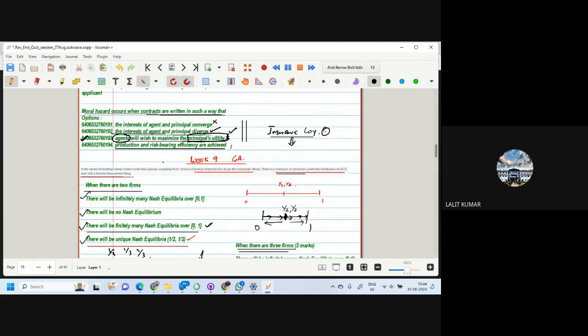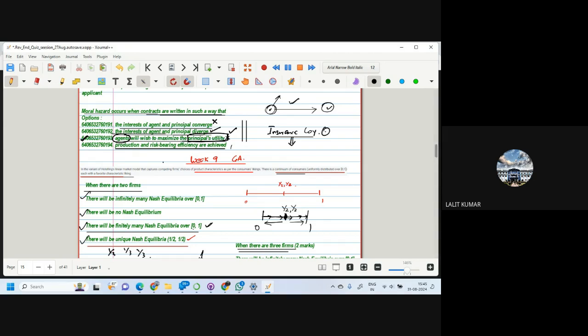Moral hazard occurs when contracts are written in such a way that the interests of agent and principal converge. No. One is a principal, like the insurance company. The second is a person who is taking the insurance, and they are not converging because he starts taking more risk now. The interests of the agent and principal diverge. This is a true case.